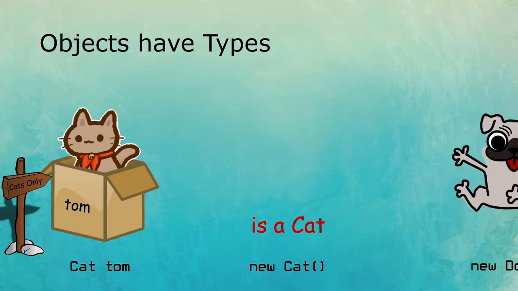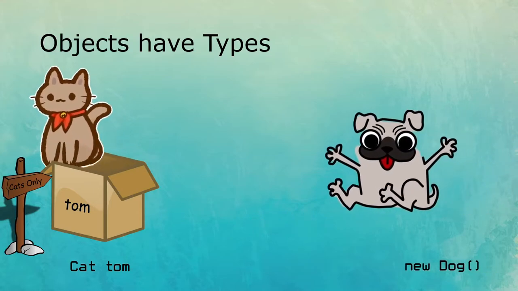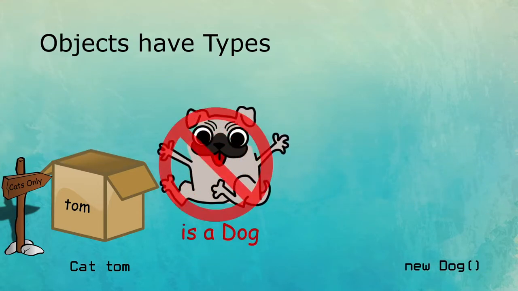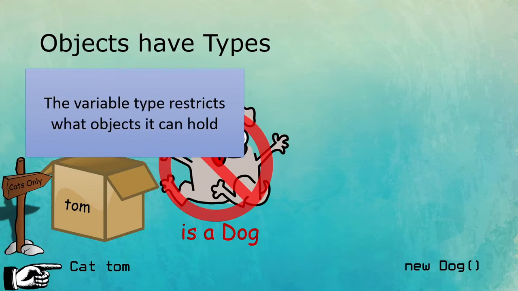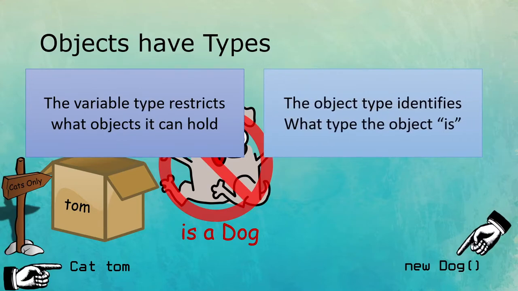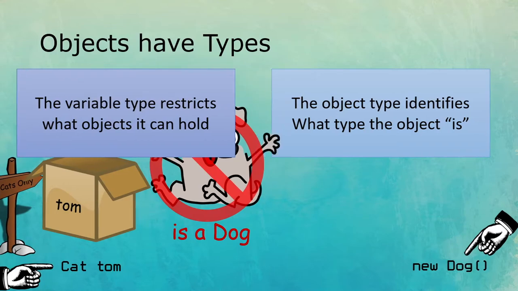But if you create another object that isn't a cat, it can't be assigned to this variable because it's a dog, and this variable can only hold cats. The variable type restricts what objects can go in it, and the object type identifies what the object is. Objects can only be assigned to variables if they have a matching type.